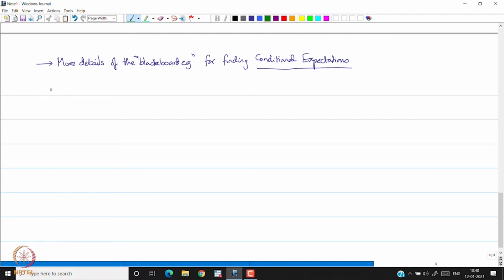Let me just start with the discrete example. What discrete example did we do in the blackboard? We did the Poisson example, right. So let me bring that up again. Y was given to be Poisson with parameter lambda 1. Z was given to be Poisson with parameter lambda 2, right, and Y and Z were independent.